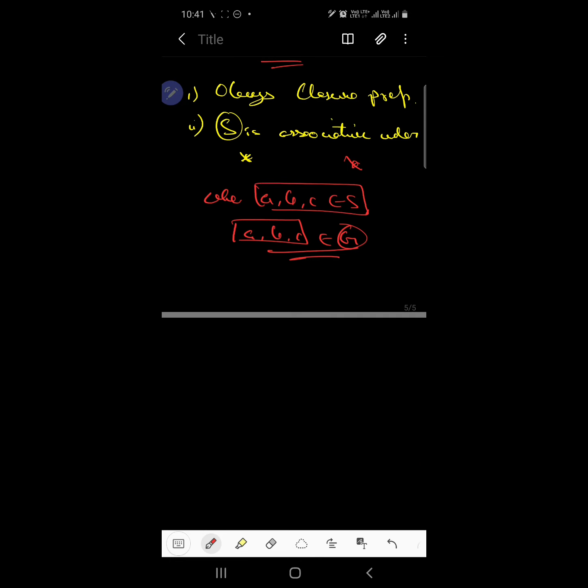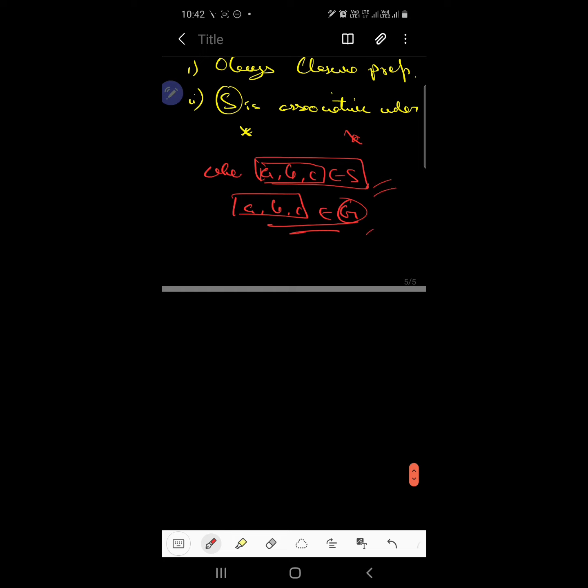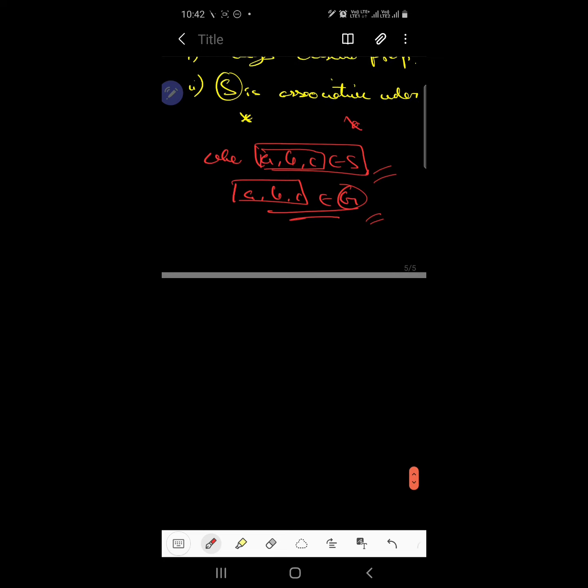Because which set they belong to is not the matter, but what matters is the properties that those numbers show with respect to the binary operation. So when these numbers are associative, they are associative irrespective of what set they belong to. Getting my point? And since S is a subset of G, whatever property G has, all those properties will also be obeyed by S. Because S is not a unique set. S contains elements which belong to G, right? So we can easily conclude that this is associative under star because S is a subset of G and G is a group under star. So associative.